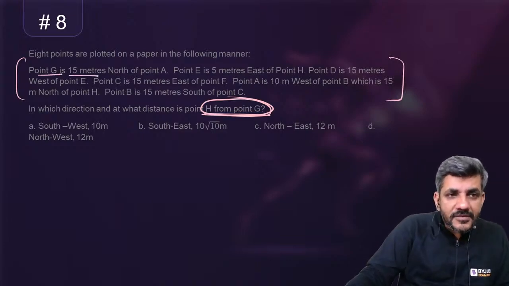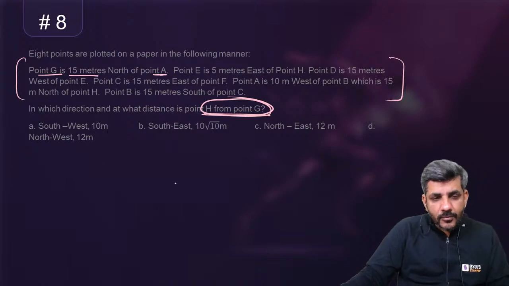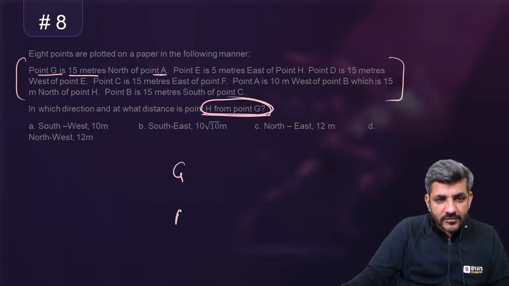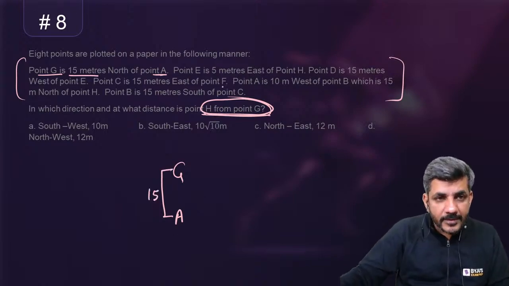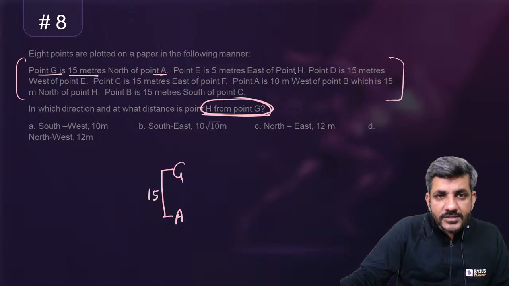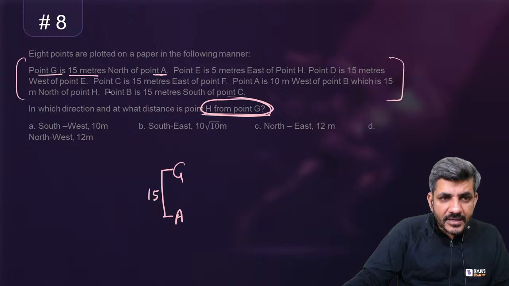Point G is 15 meters north of A. So point G is 15 meters north of A. इसका मतलब A and G, they will differ by 15 meters, something like this. G is to the north of A. E is to the east of H. We do not know about E. We do not know about H. D का नहीं पता, E का नहीं पता, C का नहीं पता, F का नहीं पता.